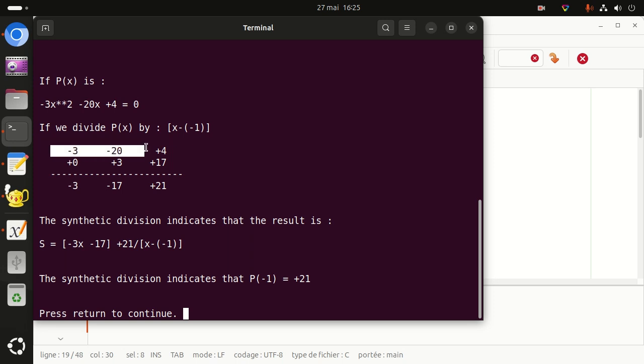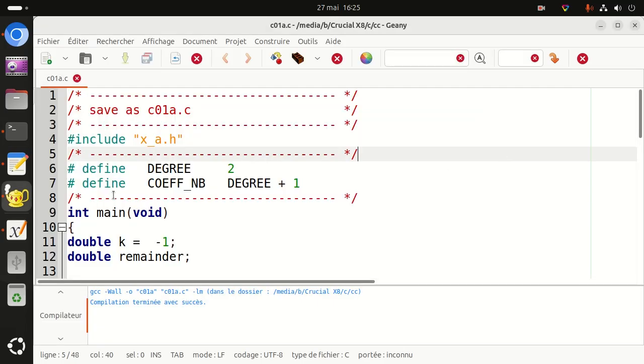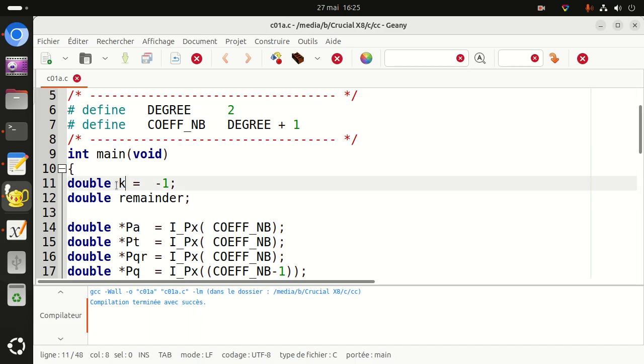I leave the second line empty, and in the third line I copy the first coefficient, minus 3. Now, k equal minus 1.